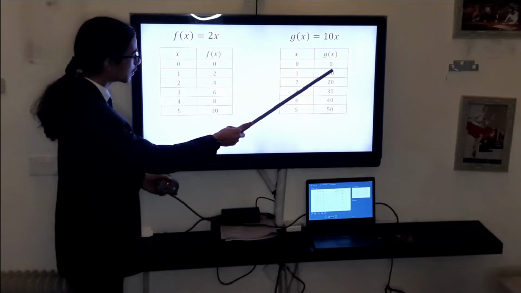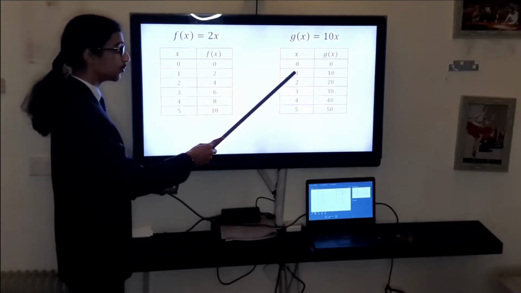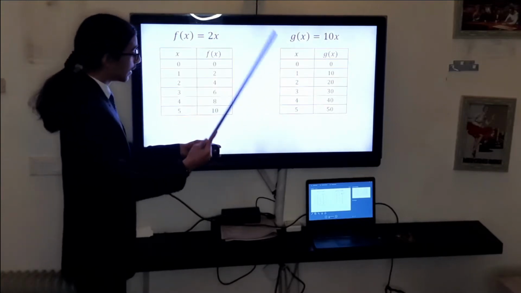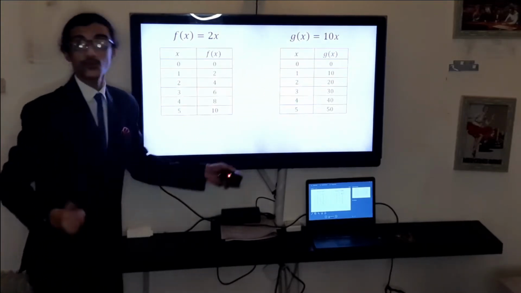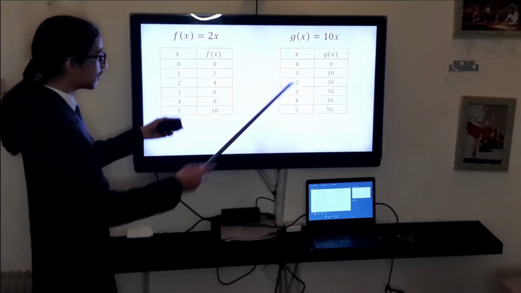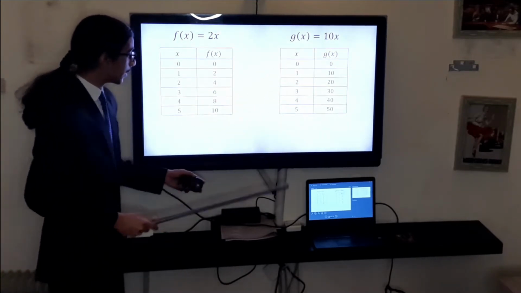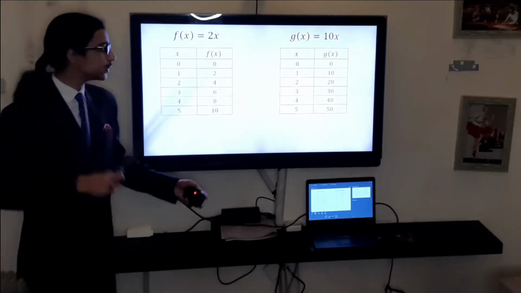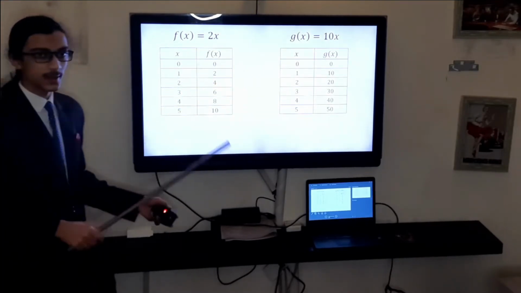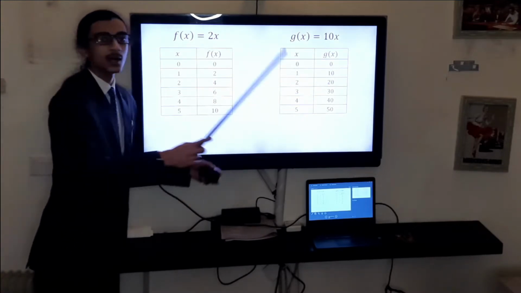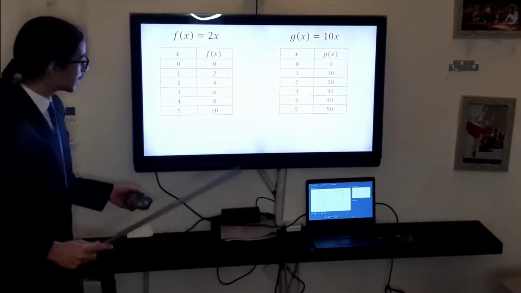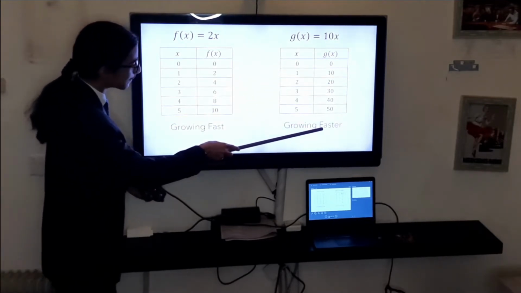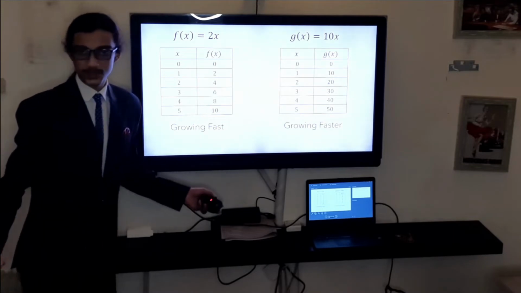Same thing, when x is equal to 0, g of x is equal to 0, but when x is equal to 1, g of x is equal to 10. When x is equal to 2, g of x is equal to 20. When x is equal to 3, 30, 40, 50, and so on. So while both of these functions do grow, this one seems to be growing much faster. We're going 0, 10, 20, 30 versus 0, 2, 4, 6, right? These values seem to be getting bigger a lot faster as compared to these ones. So I could say that this one is growing fast, but this one is growing faster, right? Because the values are getting bigger faster, right?